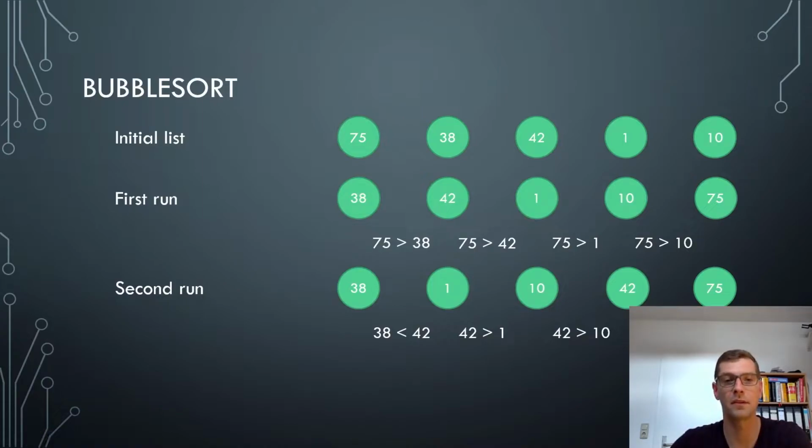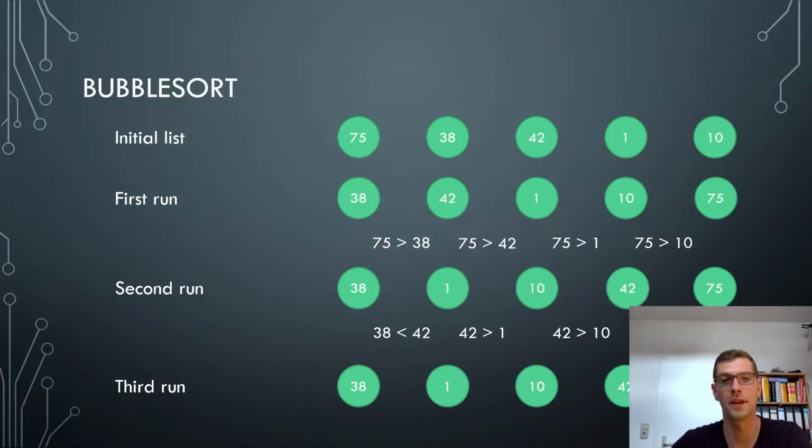Alright, so let's have a look at our third run. So we have to compare the 38 with 1, and that is going to be bigger, so we have to swap it. And in the next step we have to swap the 38 with the 10. Alright, and in the next step, in the fourth run, we would compare all of them and figure out that we don't have to swap anything, and there we can stop.